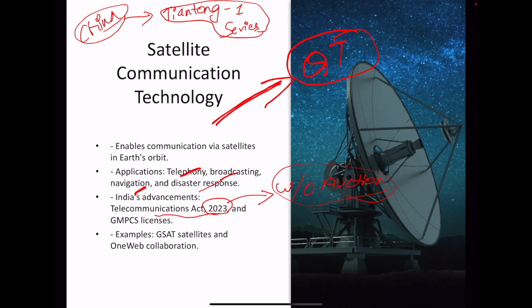And the second one is, it is also giving the GMPCS license, that is Global Mobile Personal Communication by Satellite. They are giving these rights to companies actually. Why are they giving? In order to promote global satellite communication. Then earlier Bharti Group and Reliance Group also took these licenses. Okay, so right now, what are the global things which are available is GSAT satellites and OneWeb collaboration.